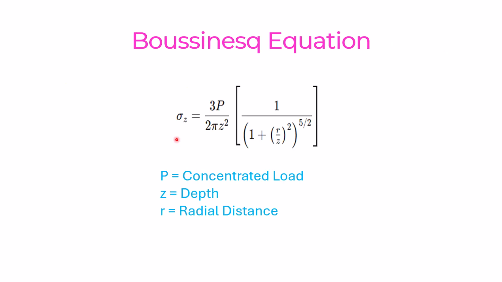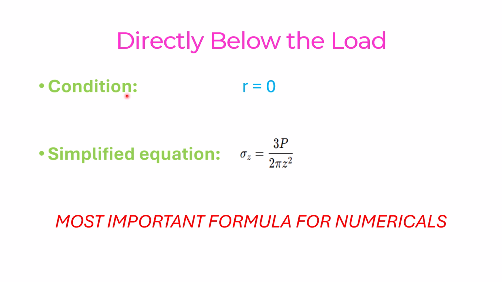Now comes the main equation. Sigma z equals 3P by 2 pi z square into 1 by (1 plus (r by z) square) whole power 5 by 2. This gives the vertical stress at any point in a soil mass due to a surface load. When the point is directly below the load, r becomes 0.